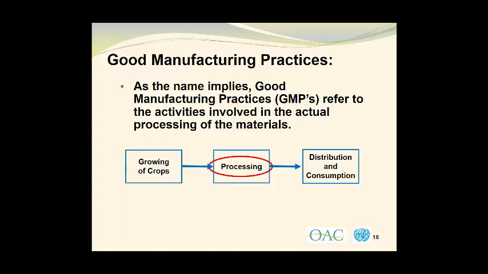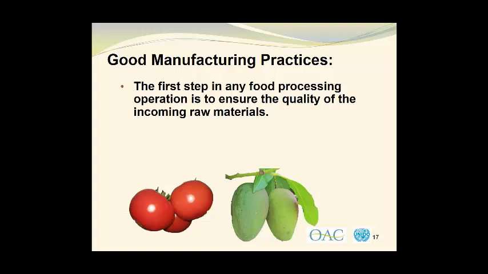As the name implies, good manufacturing practices, or GMPs, refer to the activities involved in the actual processing of the materials. The first step in any food processing operation is to ensure the quality of the incoming raw materials, and we will be looking at tomatoes and mangoes later in this series of videos.